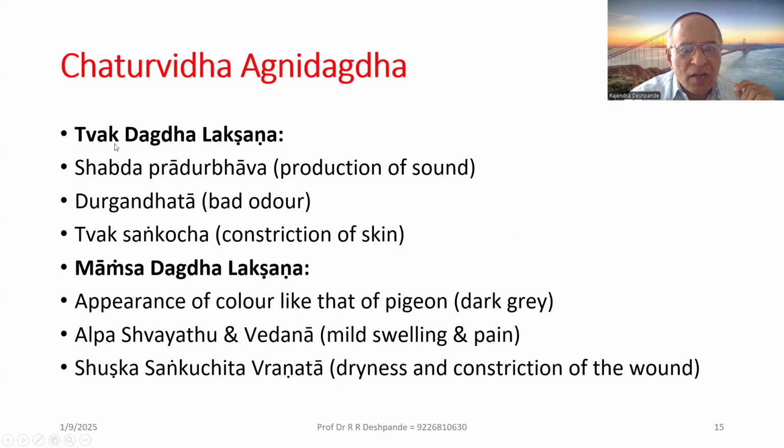Fourth is Tvak Dagdha Lakshana. Here you can get the production of a typical sound near the wound. Then there will be bad odor, Durgandha, Shabda Pradurbhava. It is a sound production, and Tvak Sankocha, that is constriction of the skin. This is Tvak Dagdha Lakshana. Can you see it once again? Related with the skin.